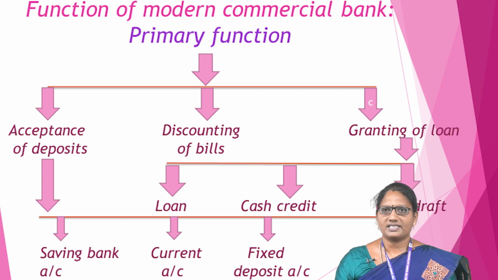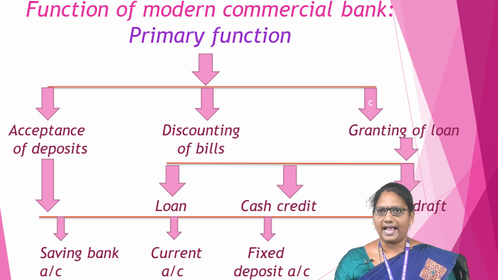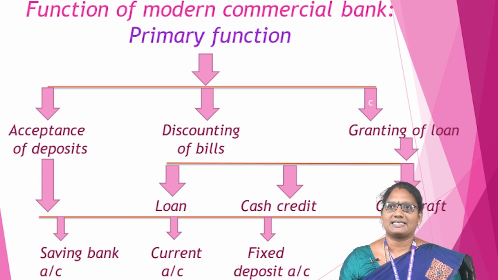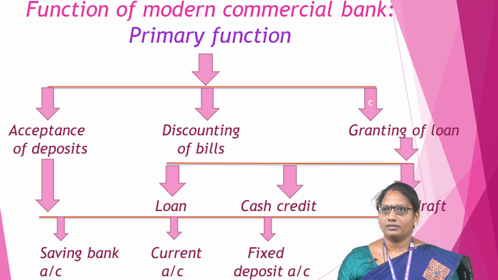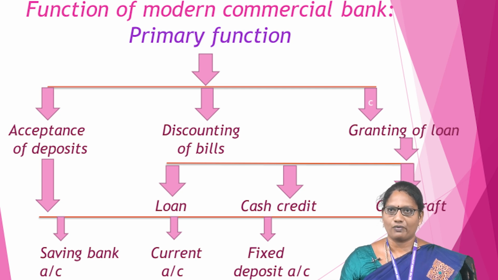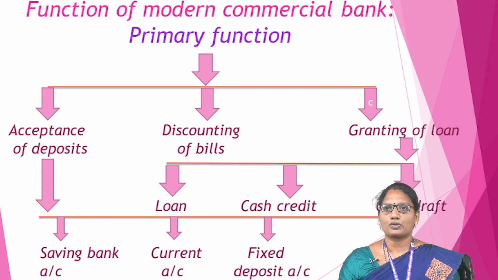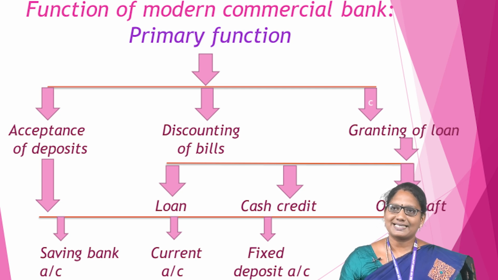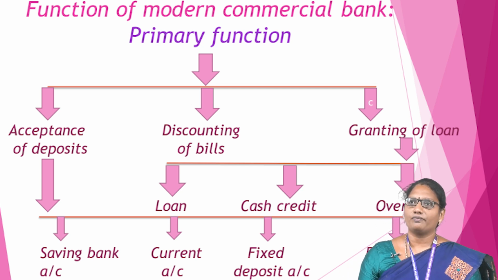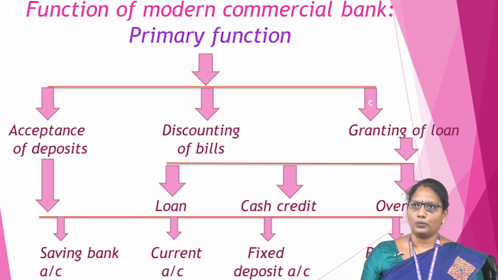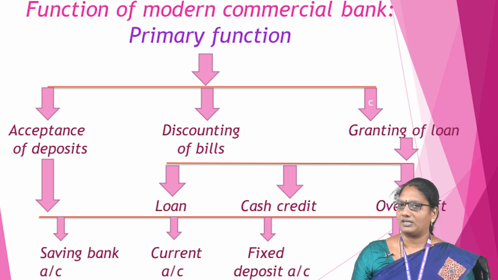Secondary functions, agency services. The bank undertakes to collect checks, bills, and promissory notes for customers. General utility service. With permission from RBI, the bank purchases or sells foreign exchange. Next, the agency services: standing instructions of customers such as payment of telephone bills, insurance premium, etc. General utility services: on behalf of importers, the bank issues letter of credit to the exporter.